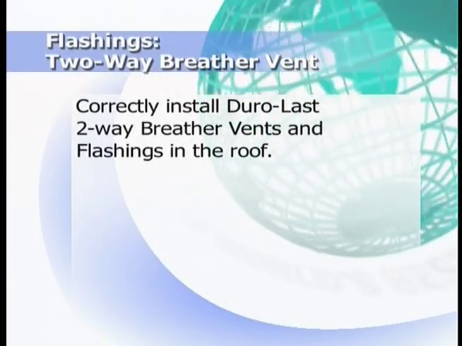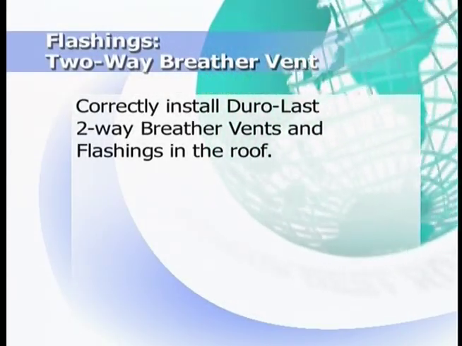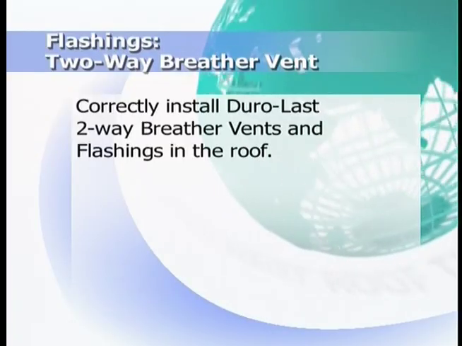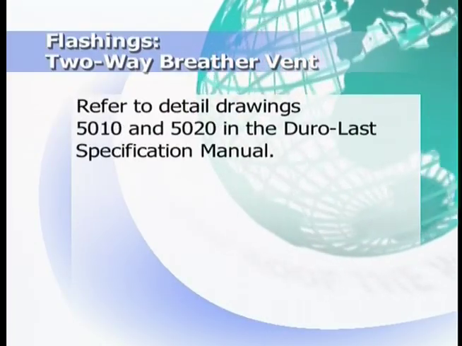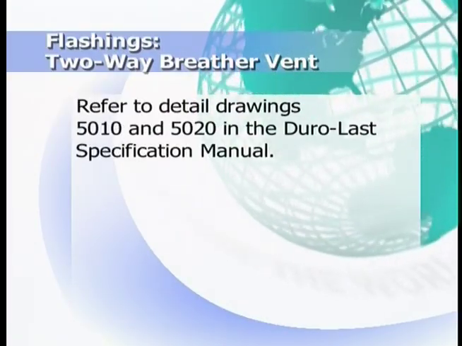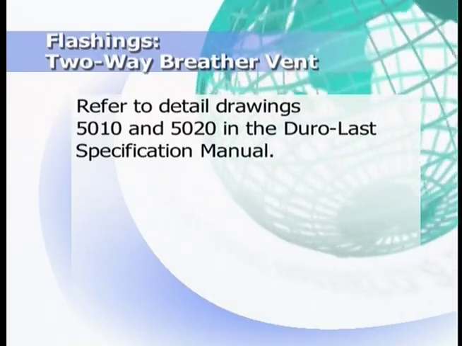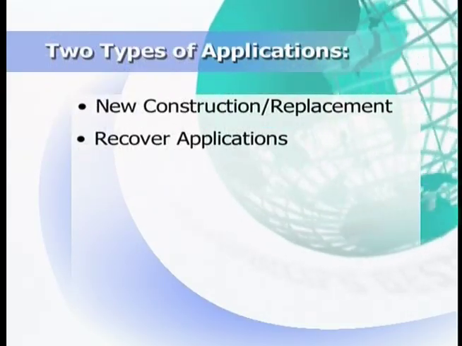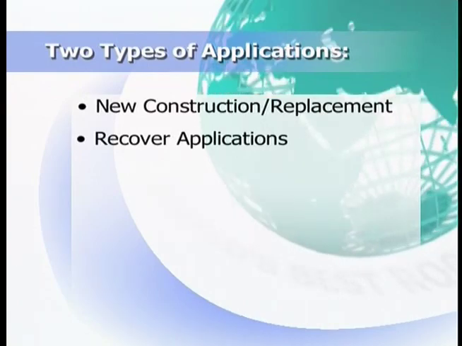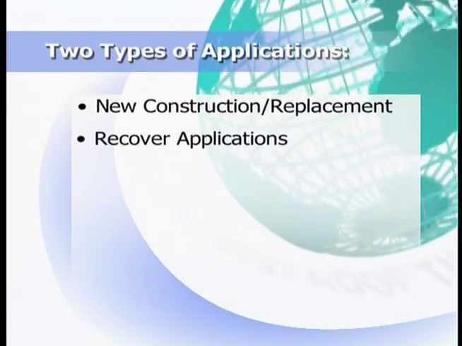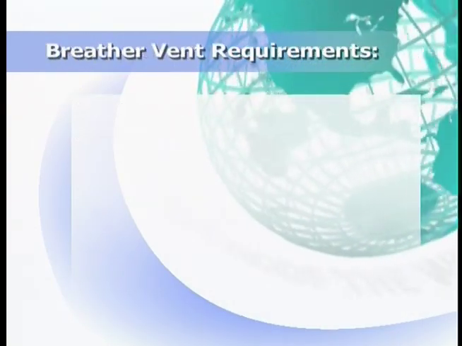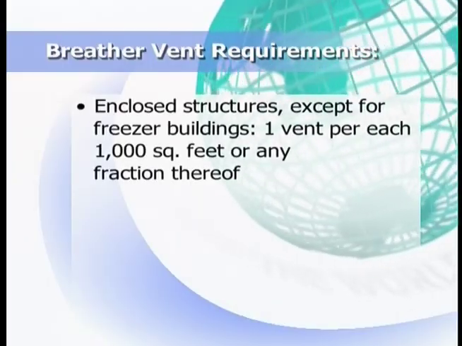After watching this video, you will be able to correctly install Duro-Last two-way breather vents and flashings in the roof. Refer to detail drawings 5010 and 5020 in the Duro-Last specification manual. We'll look at two types of installations: new construction and recover applications. Let's start with new construction.